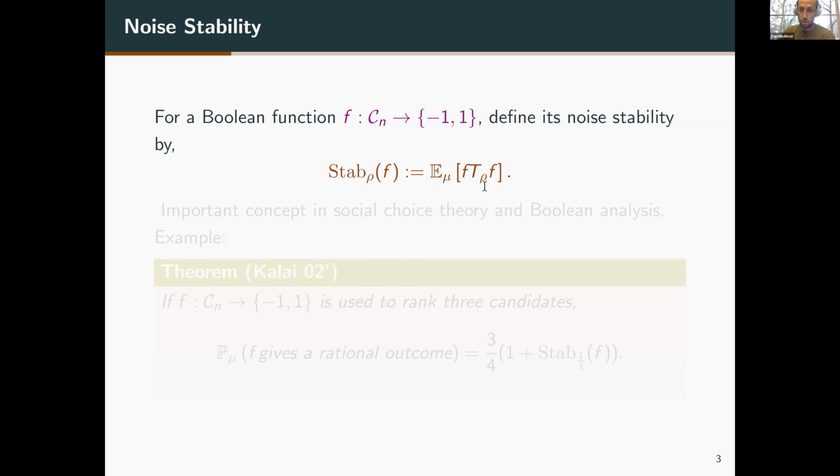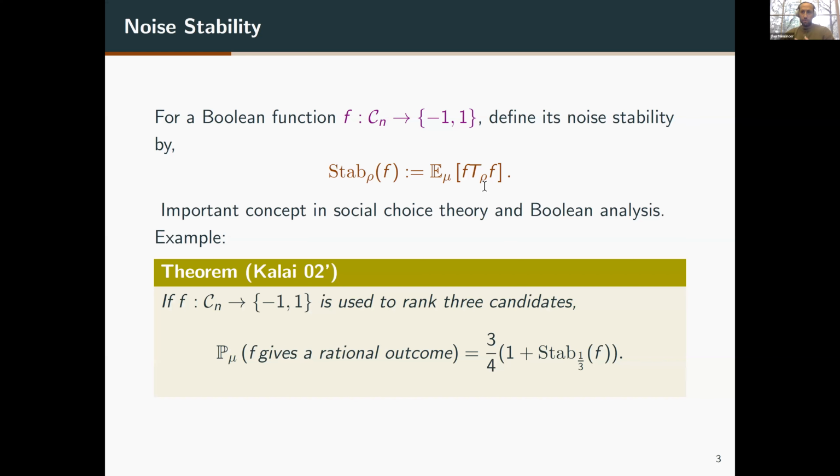So this is exactly what is measured by noise stability, and it is indeed an important concept in social choice theory, but also in Boolean analysis. Just as a nice example of an application, if you use a Boolean function to rank between 3 candidates, there is a chance you will get an irrational outcome. This is basically Arrow's theorem, and the noise stability quantifies the probability of getting an irrational outcome. So you can see that the higher the noise stability you have, the better outcomes you can expect.